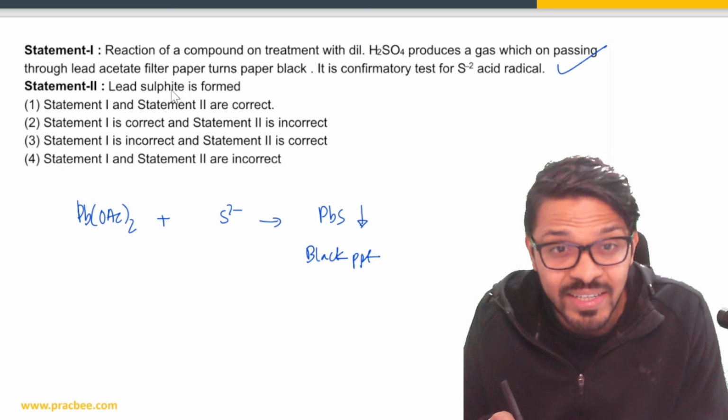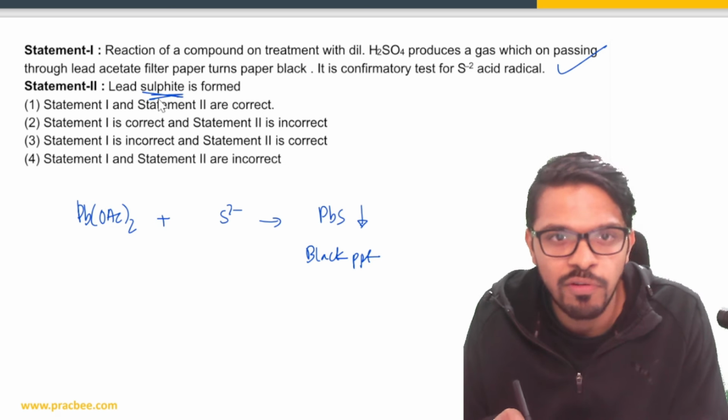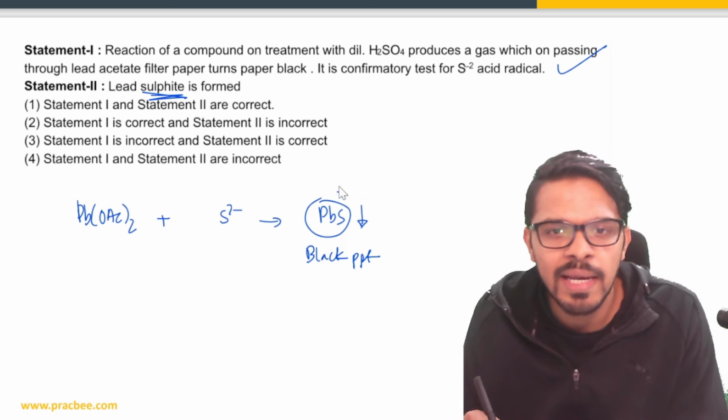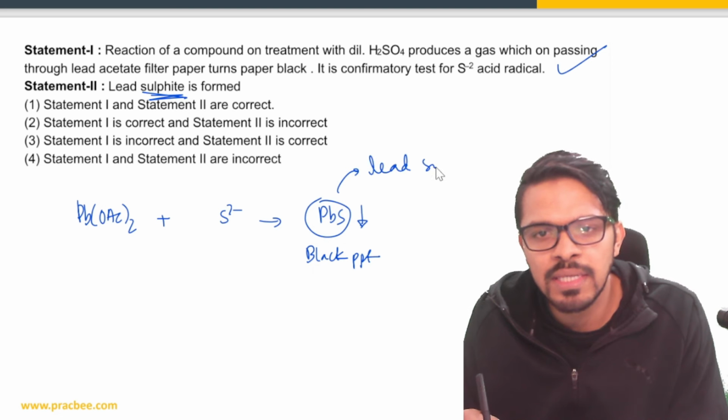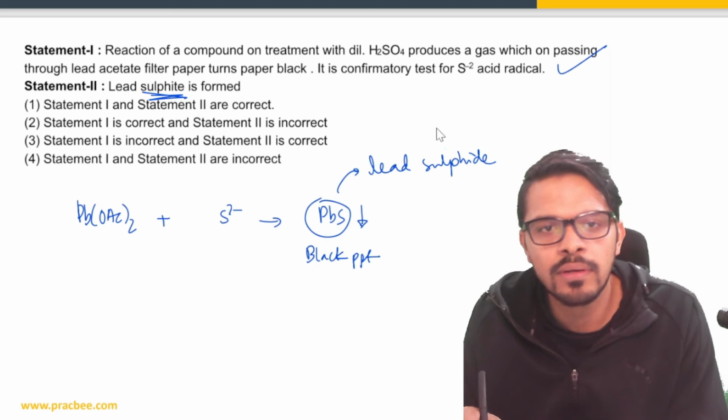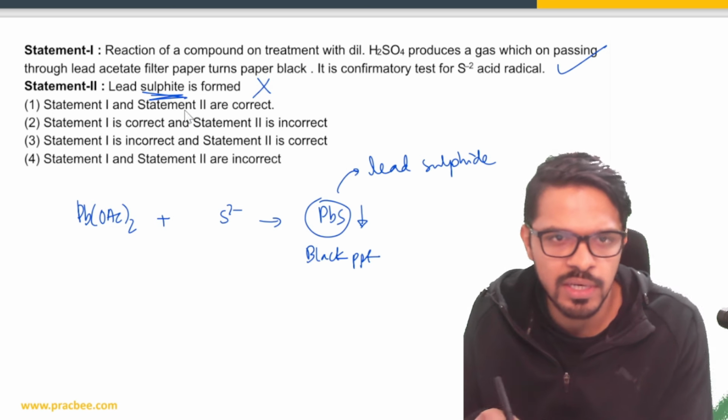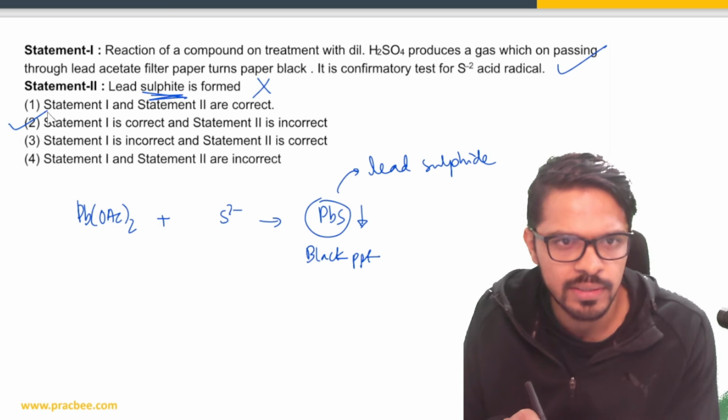Lead sulfide, not sulfate. Sulfide is formed. PbS is lead sulfide. So this is incorrect. First is correct, second is incorrect. The correct answer is 2.